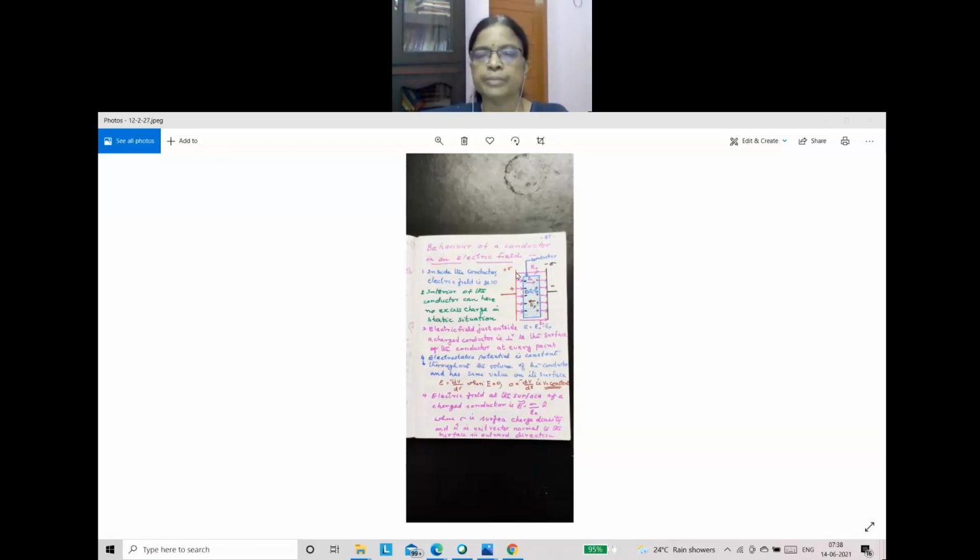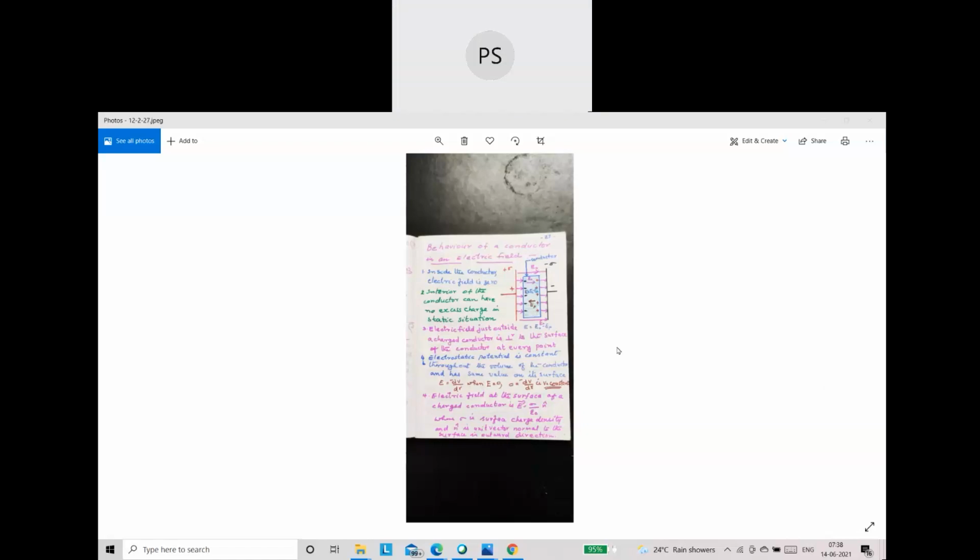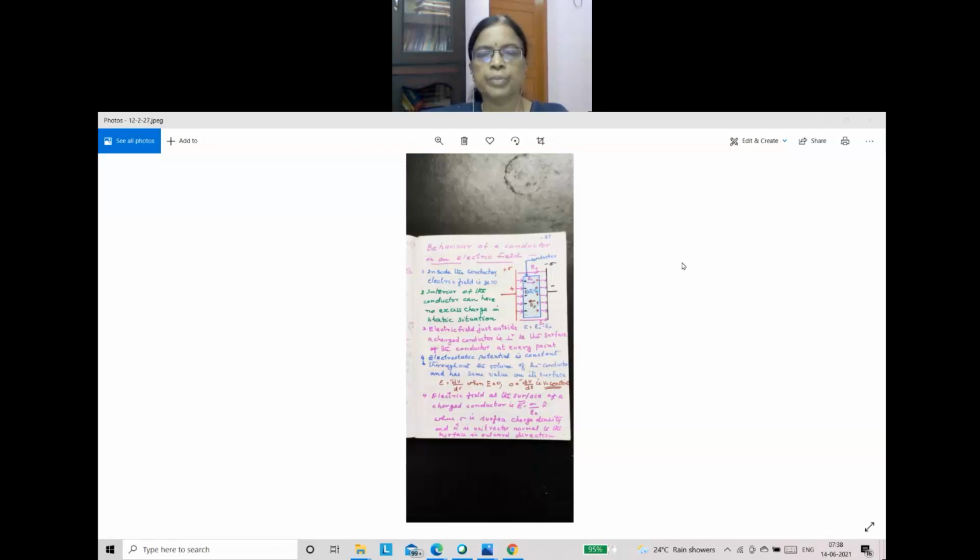Zero? Not zero. It is sigma by epsilon zero. The external electric field is sigma by epsilon zero. What is sigma? Here, the surface charge density, sigma. But the first thing you should know is how to produce a uniform electric field.